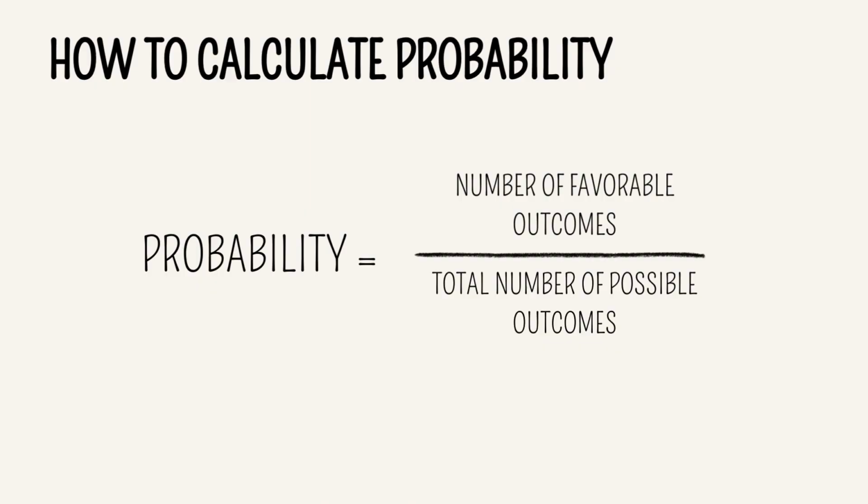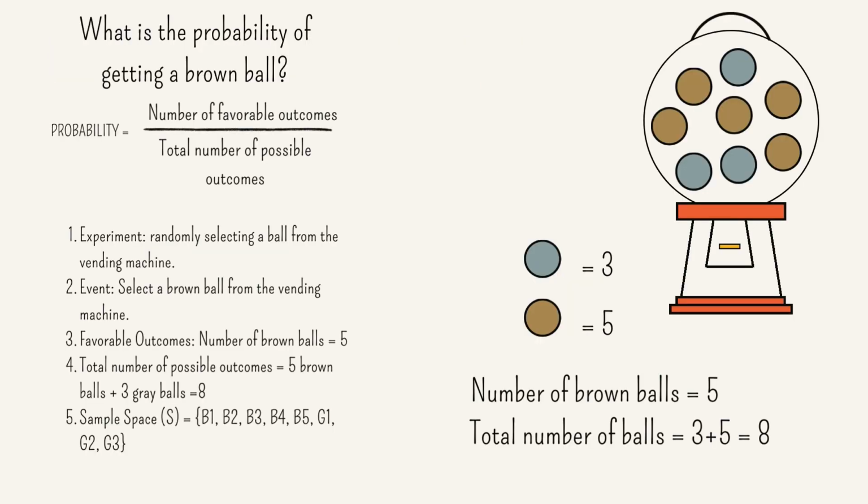The basic formula for probability is the number of favorable outcomes divided by the total number of possible outcomes. For example, what is the probability of getting a gray ball? The step-by-step guide on calculating the probability of selecting a brown ball from a vending machine with 5 brown balls and 3 gray balls is.